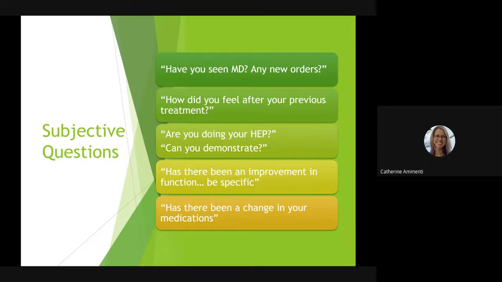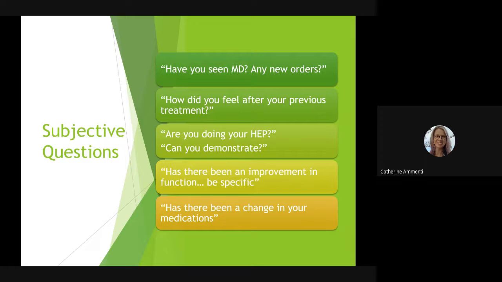You can ask if they're doing their home exercise program. Are you compliant with this home exercise program? And find out if they're compliant. And then, can you demonstrate? You might ask them to demonstrate the exercises during your treatment. Has there been any specific improvement in function? And you want to find out specifically what function has improved. Is it reaching behind the back, or is it reaching overhead? Is it both? Is it neither?